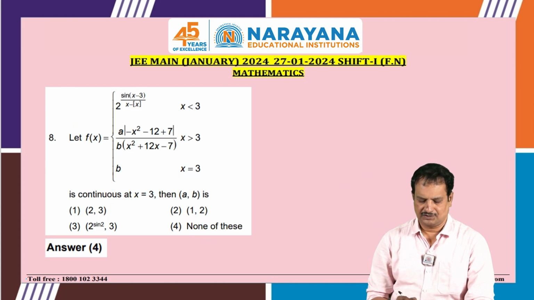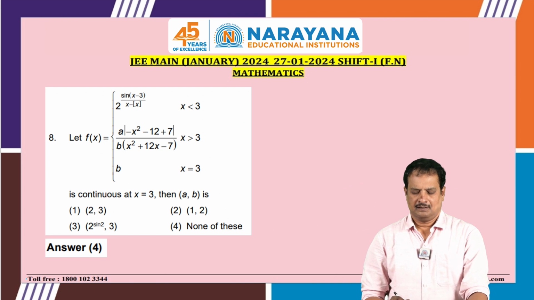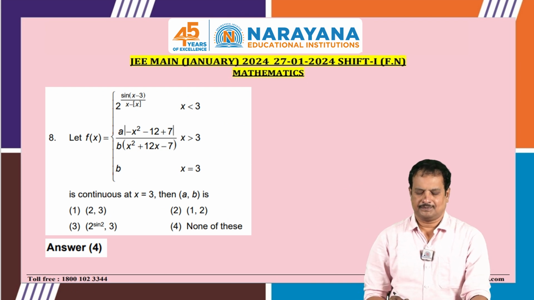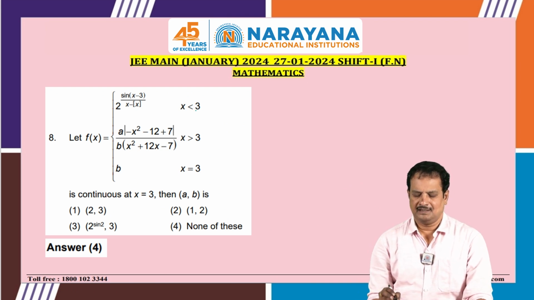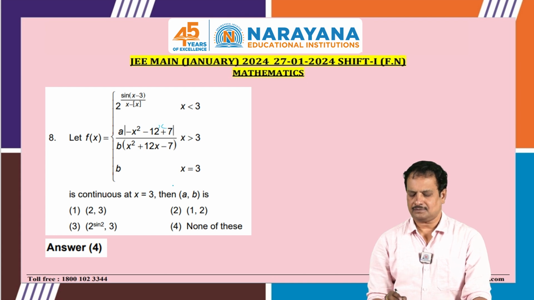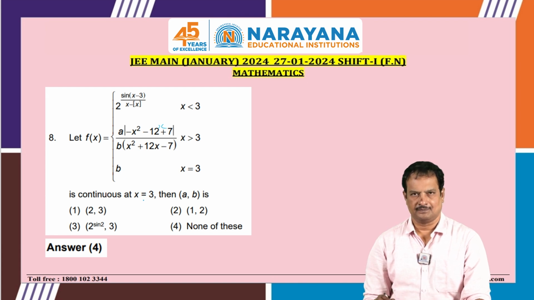Now let's go for the next question. This is a piecewise function that was given. Here, when x is less than 3, f of x is having some function. Similarly, when x is more than 3, we have a into modulus of minus x square minus 12x plus 7 divided by b into x square plus 12x minus 7. Similarly, at x equal to 3, the value of the function is b. So it is continuous at x equal to 3.